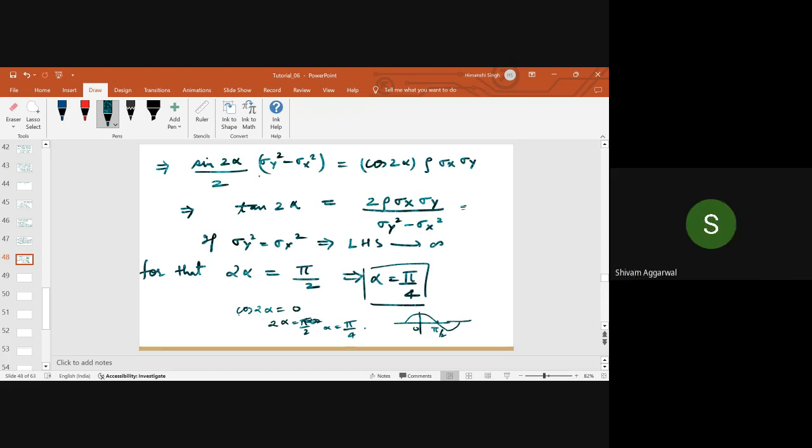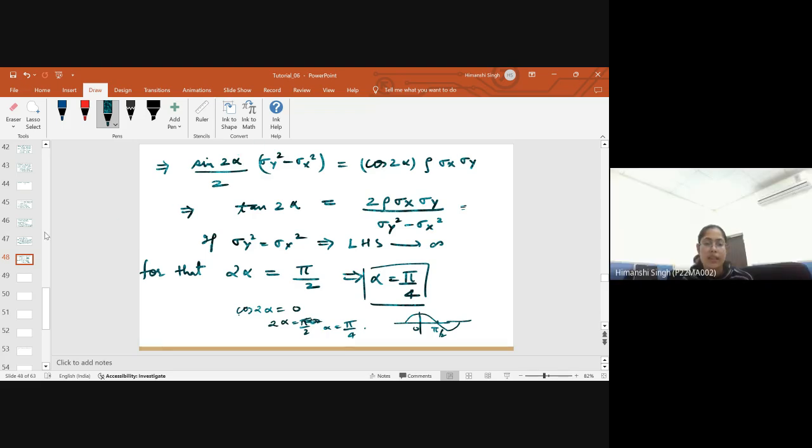Not alpha to be zero. Sigma square y is given, that is equal to sigma square x. Yeah, this is given that sigma x square is equal to sigma y square. You can do it like that also. That is also fine.